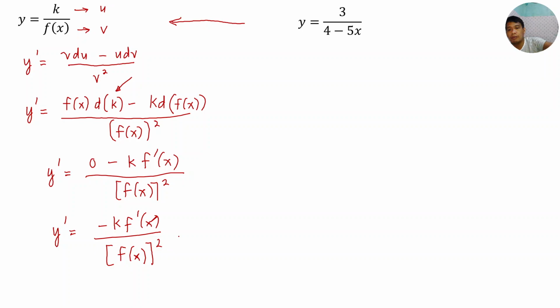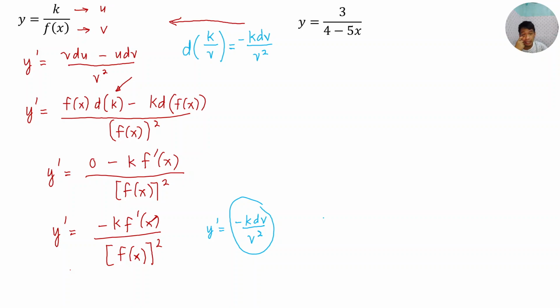Or, we can simply rewrite the formula as the derivative of k over v is negative k dv over v squared. So this will be our working formula para sa any derivative ng constant over a function v. That's negative k dv over v squared. So again, kapag constant ang numerator, we will use this formula.